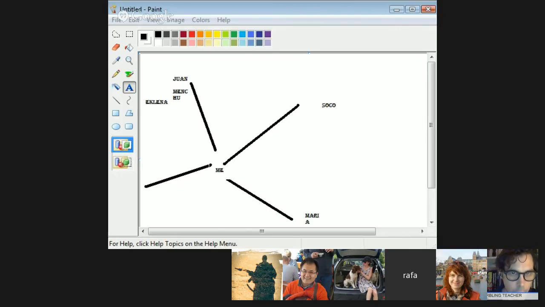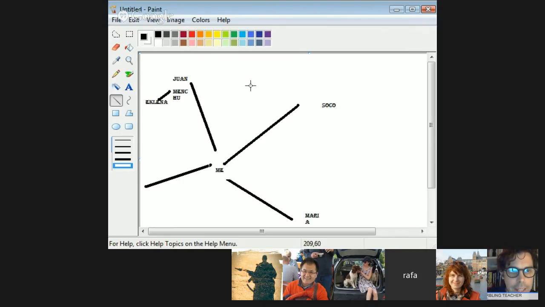You've got Juan and Soko identified. What about Eklena? Who do you think Eklena is in that diagram, Ryota? Eklena is his sister. Sister? Oh, it's connected. It's hard to see the name. Who is that? She's connected to Juan, or she's connected to Menchu. Yeah, that's a mother. Ah, she's connected to Menchu.